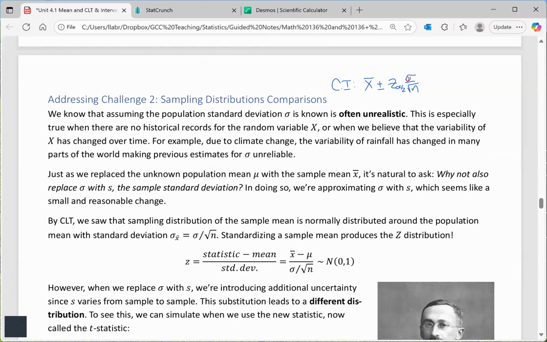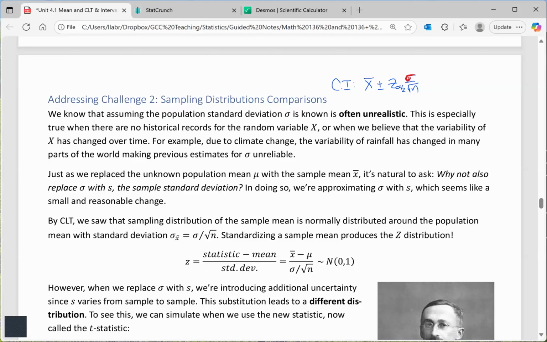This, however, for all intents and purposes, mainly for this class, we're going to almost never know the true standard deviation. The example that I have written down is that it's true when there are no historical records for my random variable. Or a lot of the times you're interested in a variable because it changes. So most variables change over time.